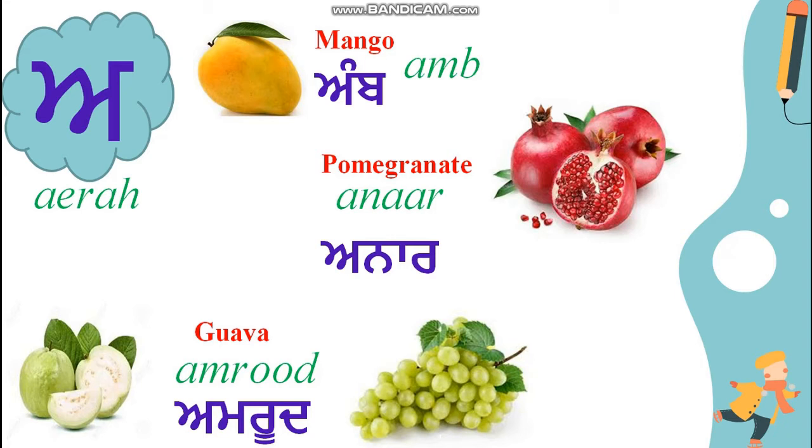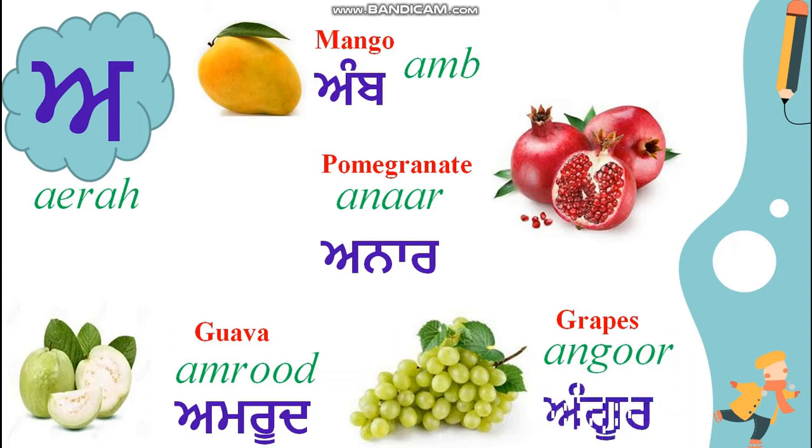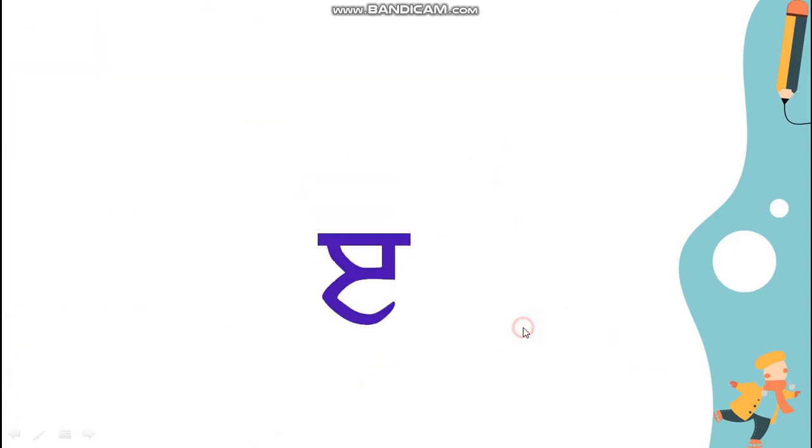Eda is grapes. This is a photo of a grape. Yes, grape in Punjabi is known as angur. Let's revise. Eda, amb. Eda, anar. Eda, amrud. Eda, angur.